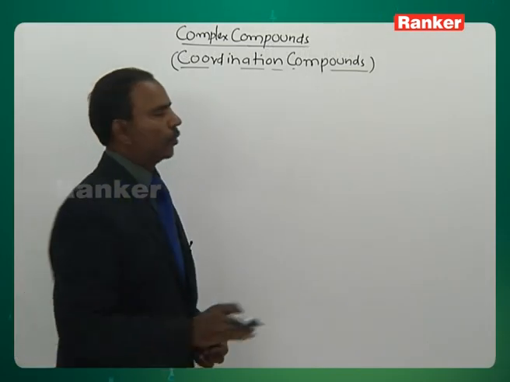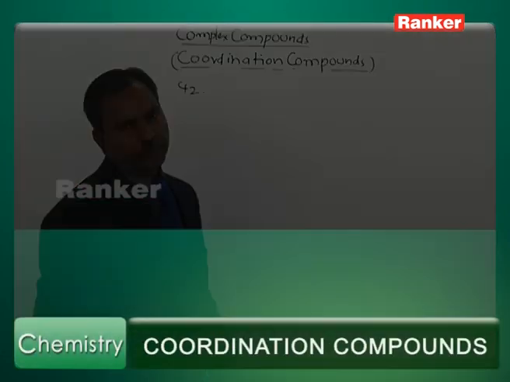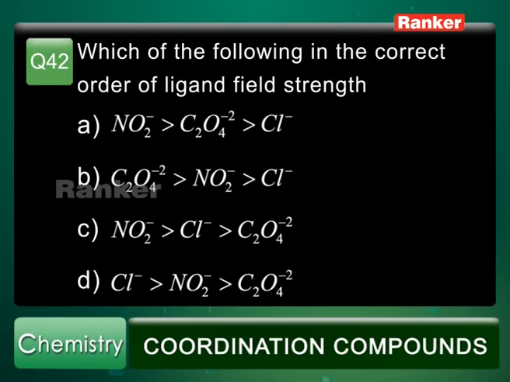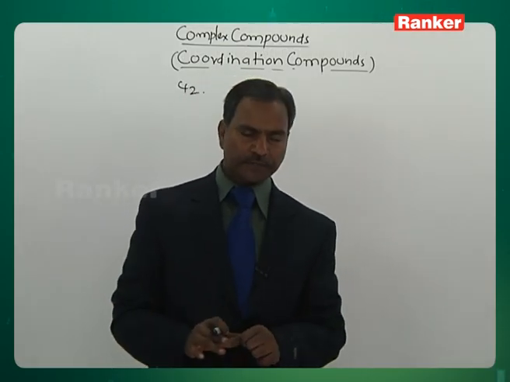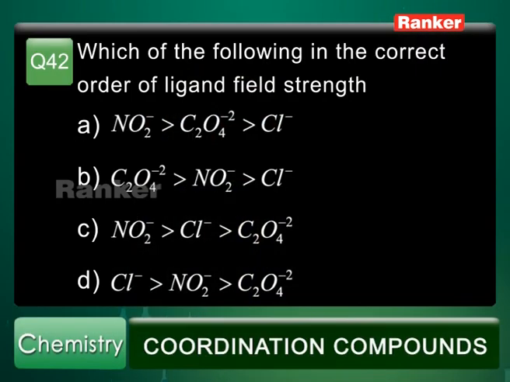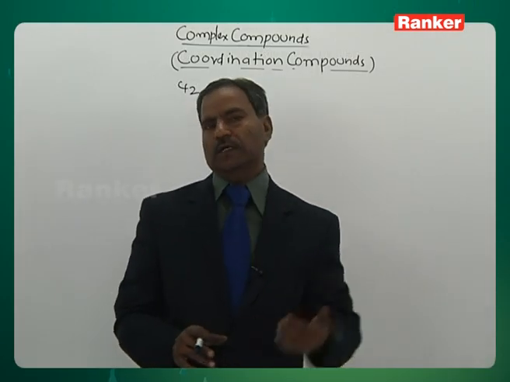Question number 42. Which of the following is the correct order of ligand field strength? According to the spectrochemical series, recollect what I gave. Option A is given as NO2⁻, C2O4²⁻, Cl⁻: nitro, oxalato and chloro. Option B is oxalato more than NO2⁻, Cl⁻. Actually, NO2⁻ is more than oxalato.